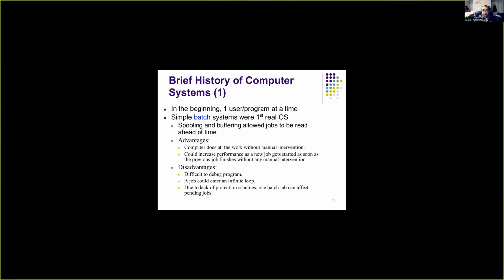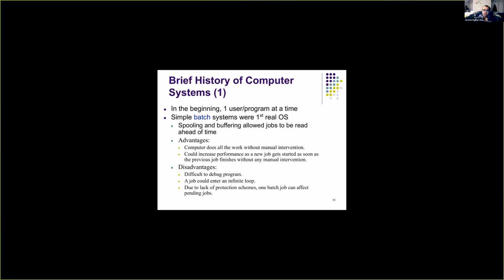So there is no interaction, and all the things that are needed by the job have to be specified before the job gets executed. The computer does all the work without any manual intervention. And it's also very performant, right? Because you just specify all the things that are needed by the job, and the computer runs the job uninterrupted.